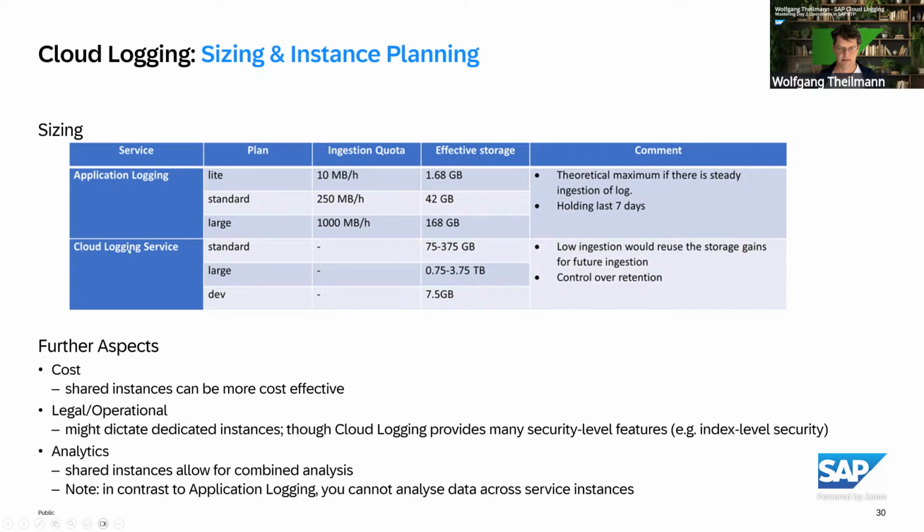In cloud logging, this is completely different. We don't put any quota in there. The only limit is, so to say, the amount of hardware that we provision for you, which in this case is the effective storage we provision for you. And if you have, let's say, low ingest at a certain point in time and then future growth, you basically can reuse storage gains from that evolution.